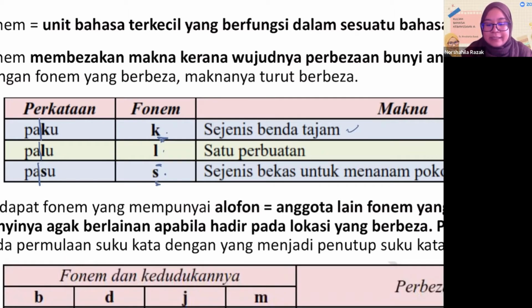So K dengan L di tempat yang sama but have a different meaning. Itu maksudnya fonem. Dan juga yang terakhir kita ada pasu. Pasu maksud dia a vase. Jadi paku, palu, pasu, perkataan huruf ini ialah fonem kerana memberikan maksud yang berbeza.